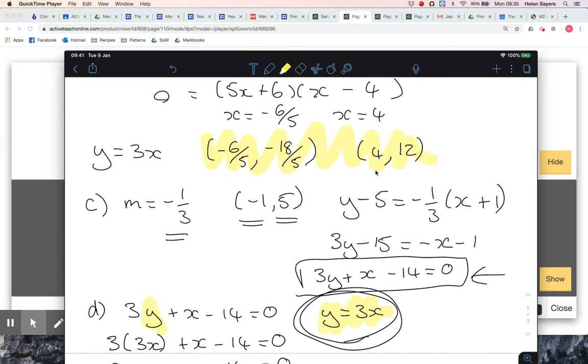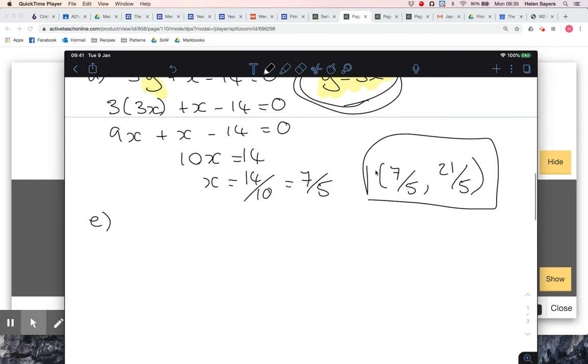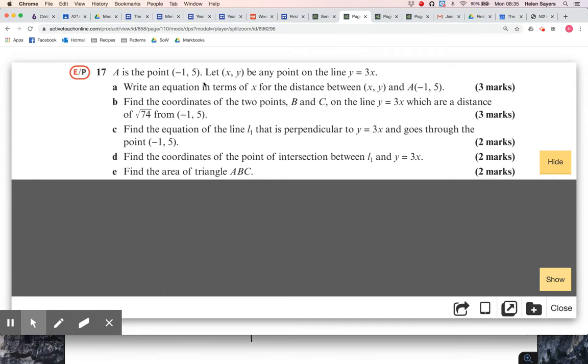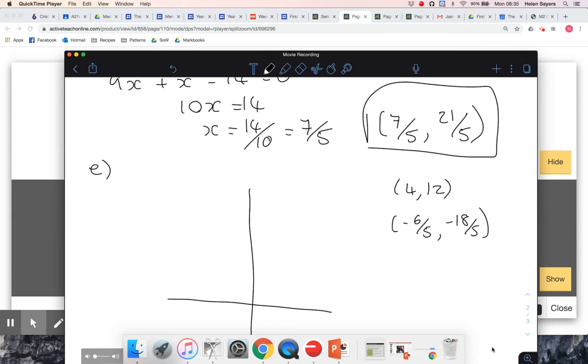So that was B and C. It was 4, 12. I forgot what they were. Let's write them down. So it was 4, 12. It was minus 6 over 5 and minus 18 over 5. And what was A? Was A the original point? Yeah, and A was minus 1, 5.